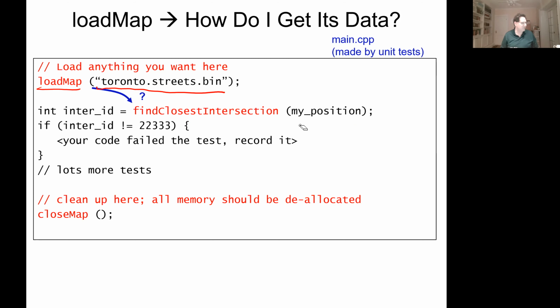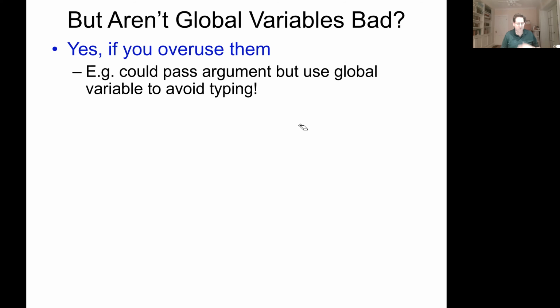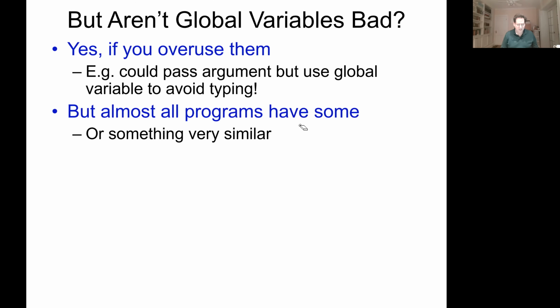Yeah, so I see Sage saying global variable, and this is exactly right. The way you connect it is with a global variable. So you're going to need at least one global variable in your program to pass the speed tests. And now many of you are probably thinking, well, wait, aren't global variables bad? And they can be. So if you overuse them, they are bad. So for example, if you go, I don't like typing, I'm going to just use global variables so I never have to pass arguments to my functions. That's a really bad reason to use global variables. But almost all programs have one, or something that is very similar.